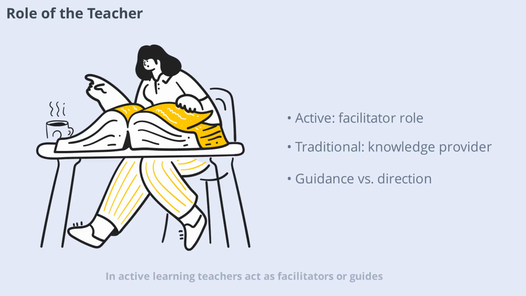Teachers' role shifts dramatically between these two methods. In active learning, teachers act as facilitators or guides, helping students navigate problems and encouraging independent thinking. They provide support, feedback, and resources rather than simply delivering content. In traditional learning, teachers are the primary source of knowledge, controlling the flow of information and directing the pace of the lesson. This difference can affect how students perceive authority and responsibility in the classroom.